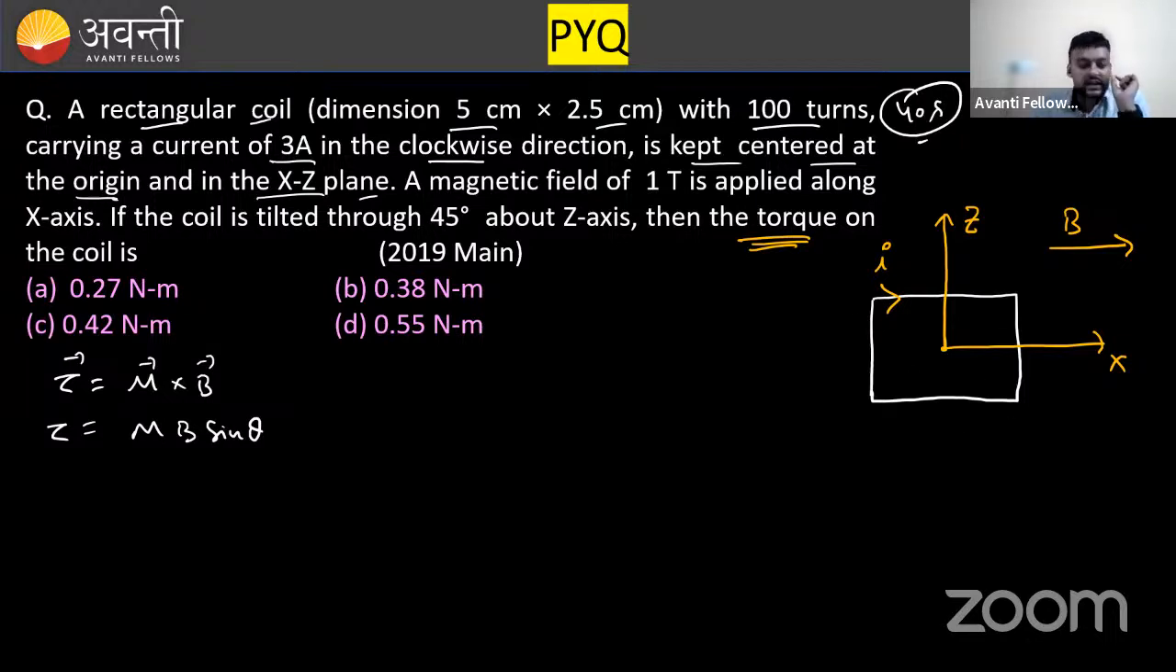M is in which direction? Can anyone answer? What is the direction of magnetic moment in this particular diagram? Can anyone answer? Be quick in your answers. You can say yes or no as well if you are not getting it. But be quick because we don't have the full day.